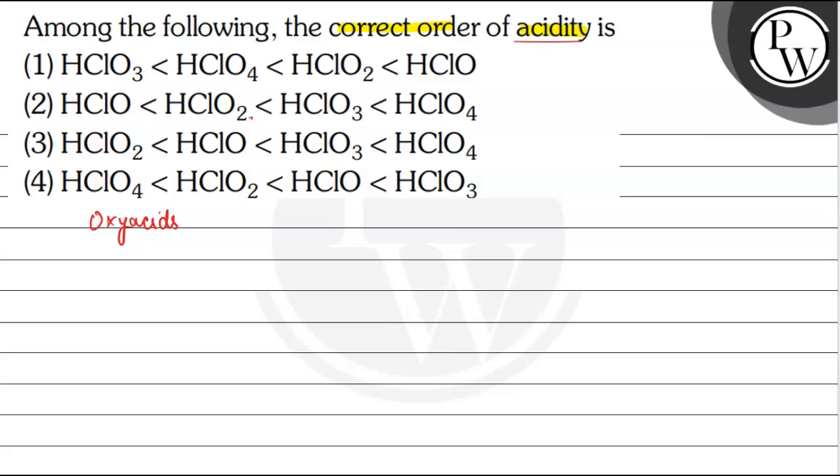These are the oxy acids of halogen, and the acidity of oxy acids of halogens depends actually on the oxidation number or state of the central atom, or we can say the oxidation number of halogen. Basically it is directly proportional to the oxidation number of halogens. So in this case, first of all, we find the oxidation state of chlorine, the halogen present in these oxy acids. So the oxidation state of chlorine tells us about the acidity order.